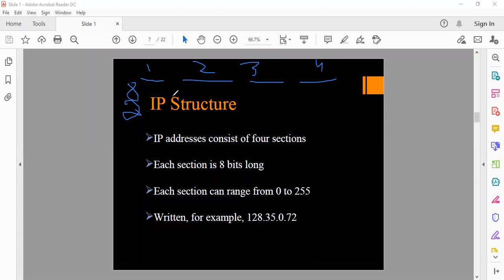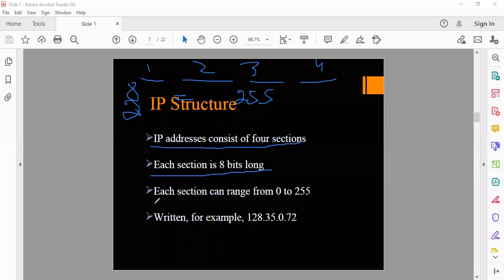If you multiply these, it means 2 multiplied by 2 multiplied by 2 up to 8. This will be 256, or 255 if we start from 0, and then the range will be 255. So IP addressing has 4 sections, meaning 4 octets. Each octet is 8 bits long, and each octet has a range from 0 to 255.